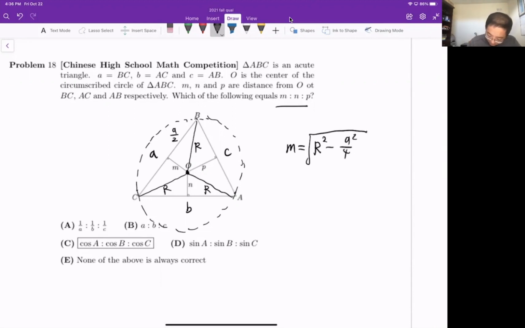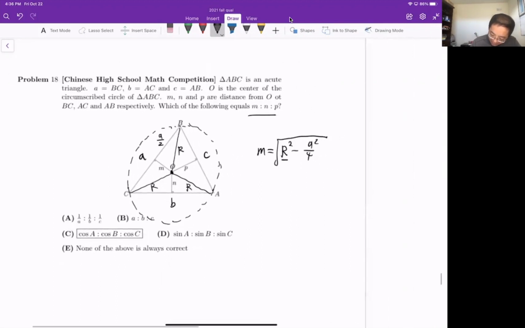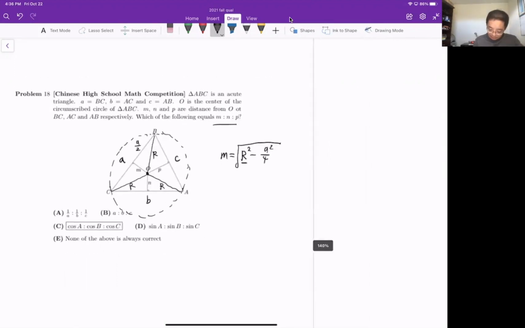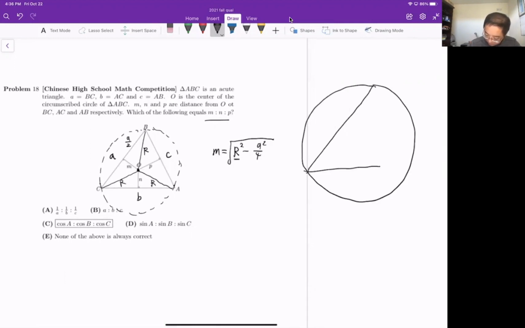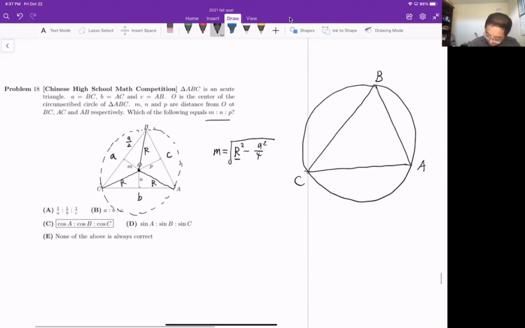Now let's try to simplify this. Let's see how we calculate. So here the point is how we calculate the radius of the circumscribed circle. Okay, here's the formula. Let's look at this. Say we have this circumscribed circle. Here's A, here's B, here's C. This is the center, O. All right, so we have this is R.